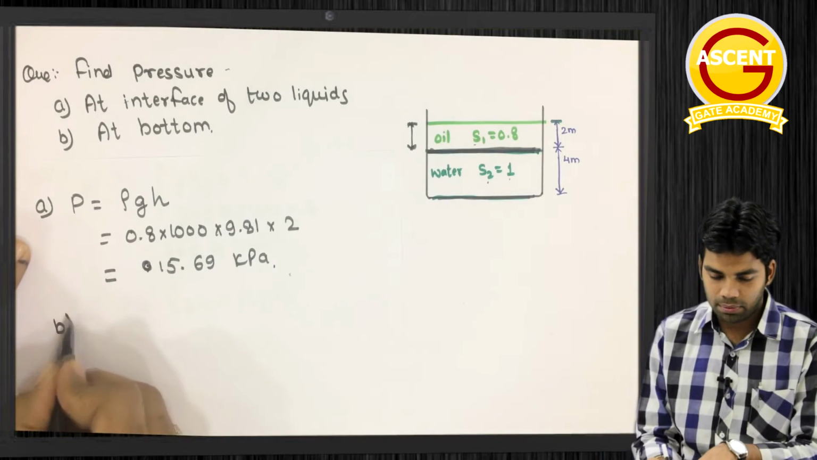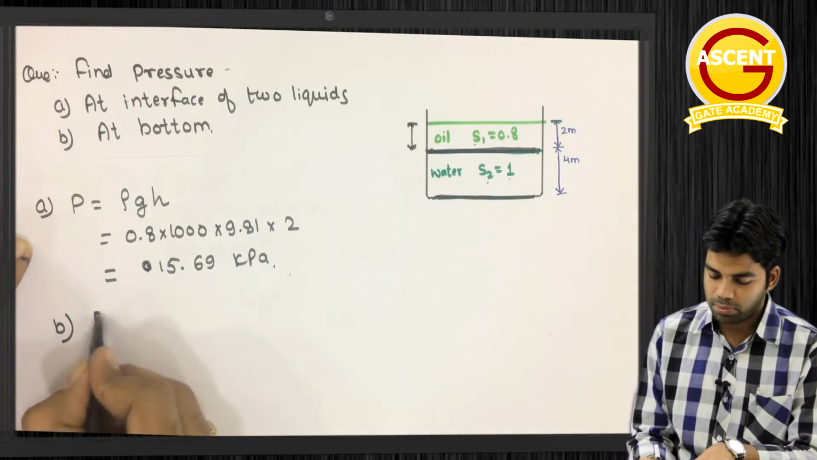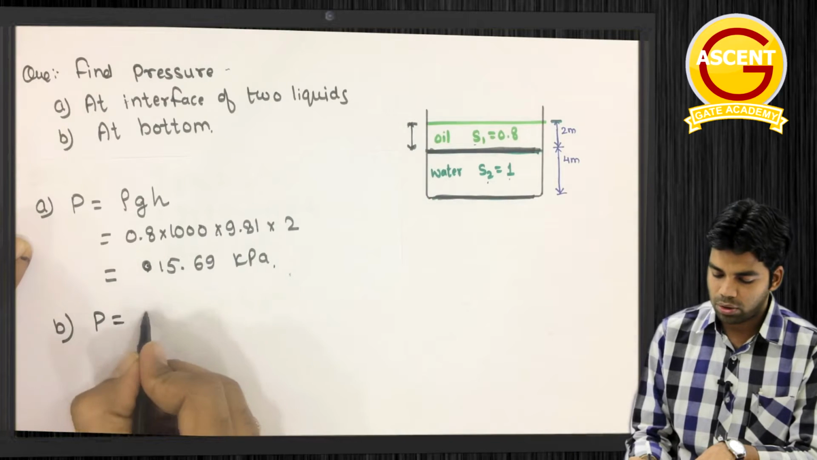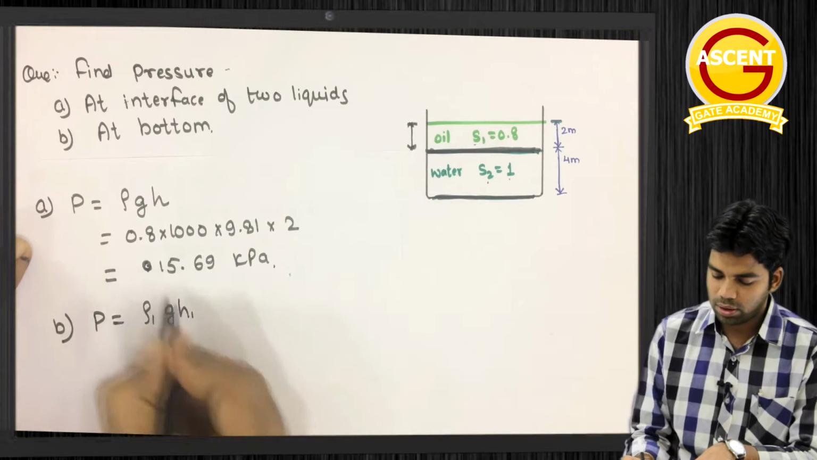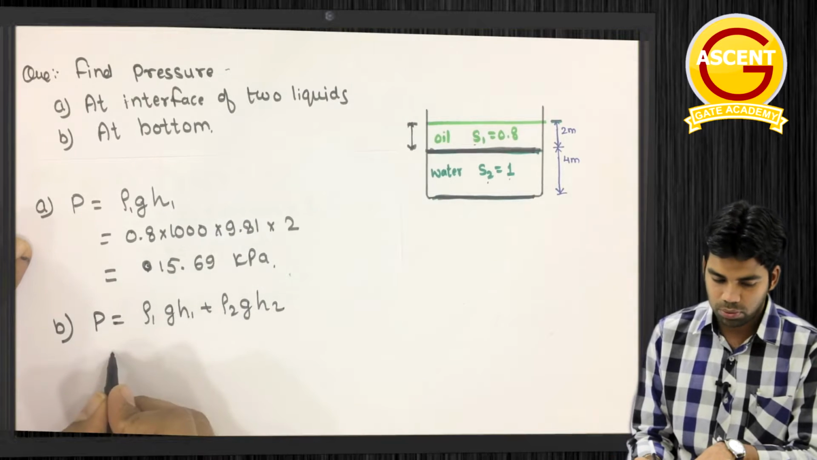Okay, second, pressure at the bottom of the vessel. So this pressure at the bottom is because of this oil and because of this water, is equal to rho 1 g h1, this is rho 1 g h1, plus rho 2 g h2. So just put the values.